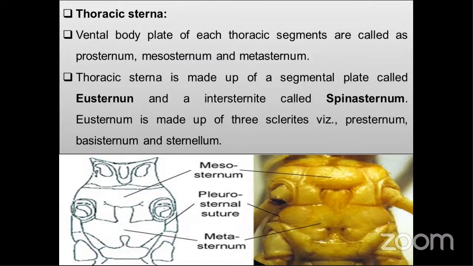Again, eusternum is made up of three sclerites: presternum, basisternum, and sternellum. Eusternum and spinosternum come under sternum only.